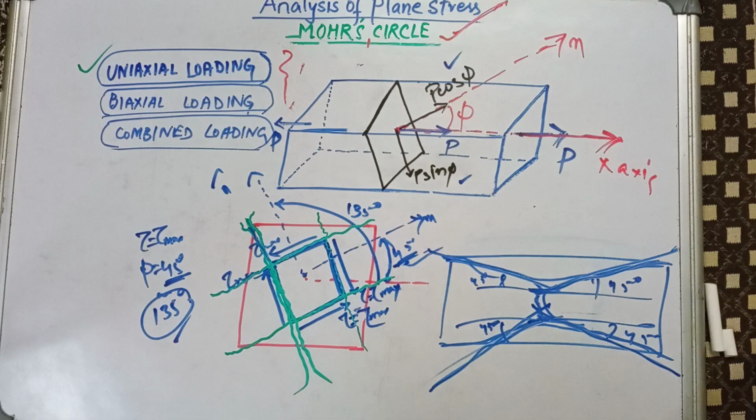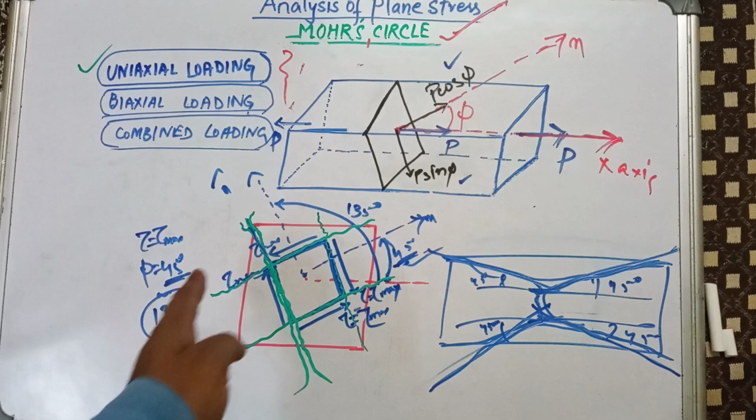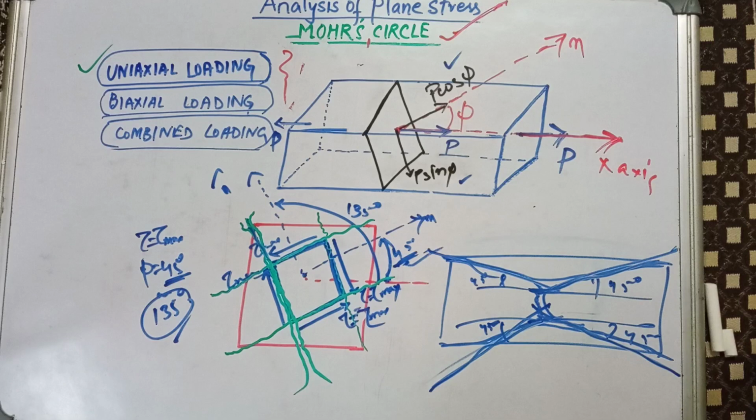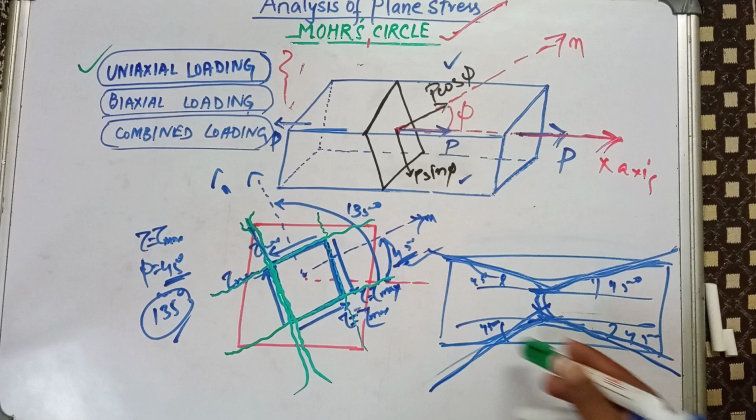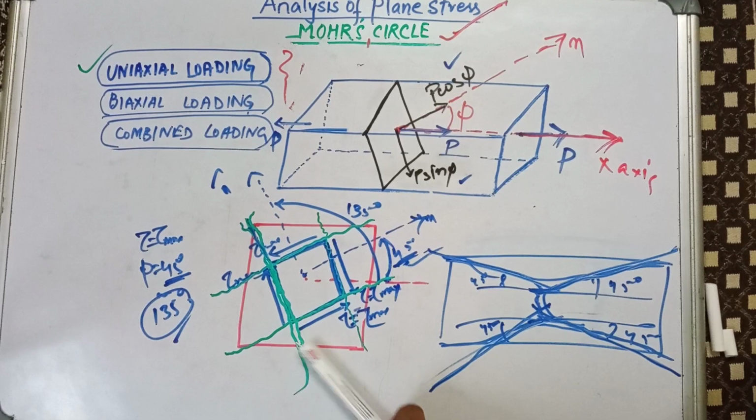Is it clear? My dear, 135 degree means what? 45 degree from the other way around. Is it clear? So there will be a cup and cone fracture. There is a relative slipping actually. Actually, when I taught you about uniaxial loading separately, I explained about Luder's line and everything in the ductile fracture. So there will be a relative slipping between the two planes which are inclined at these 45 degree angles. Okay, is it clear to you or not?